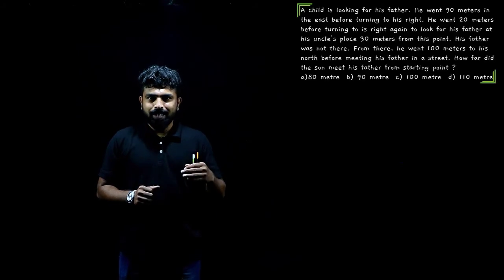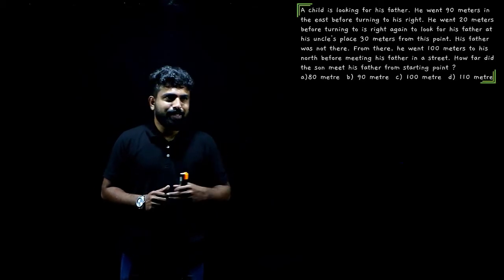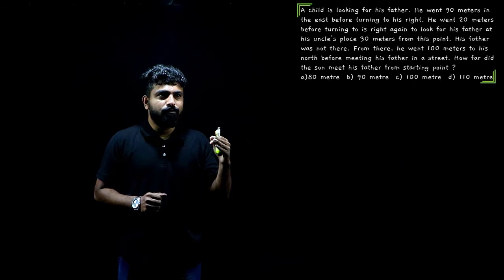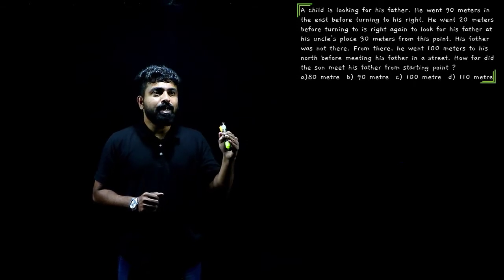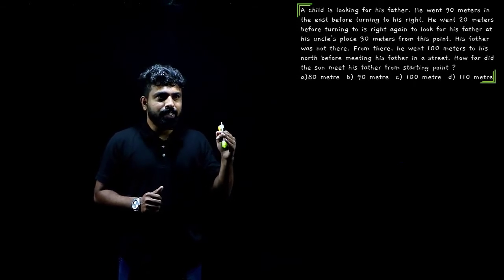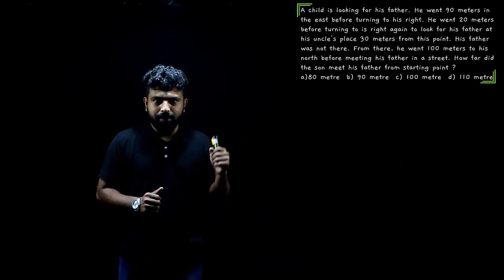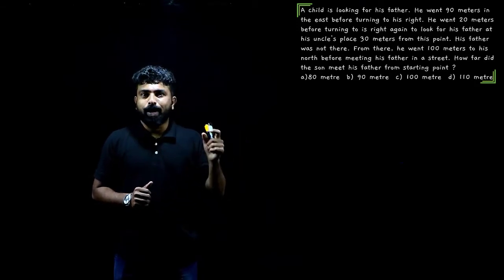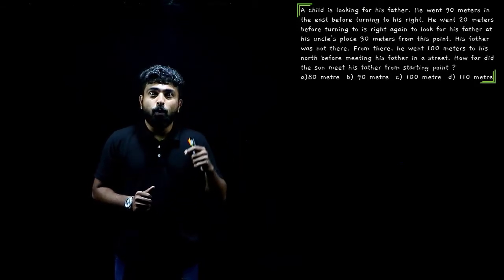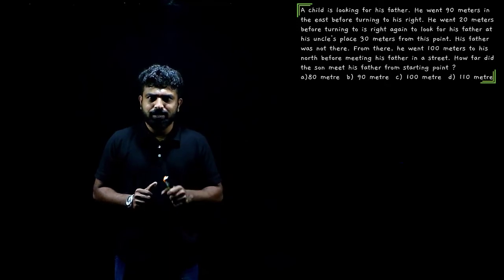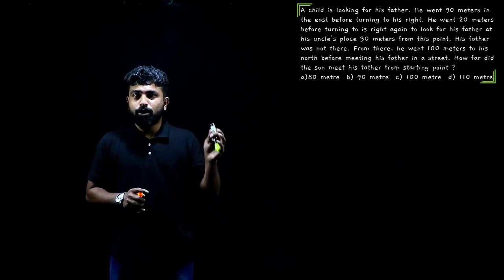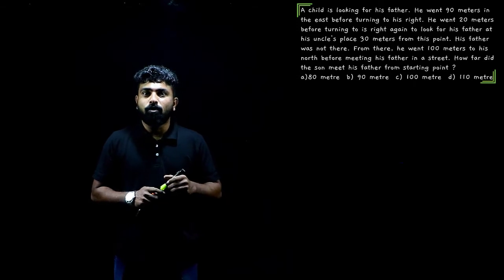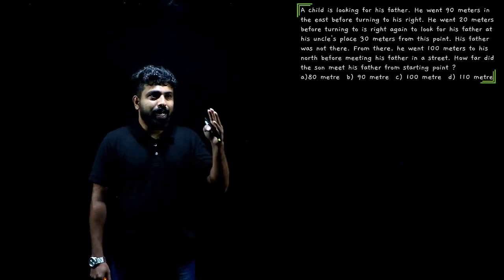So let us move on to our next question here. What does the next question say? It says that a child is looking for his father. He went 90 meters in the east before turning to his right. Meaning it is a question based on direction sense. Whenever you have a question based on direction sense, while you're reading the question, try to represent it in a diagrammatical format.